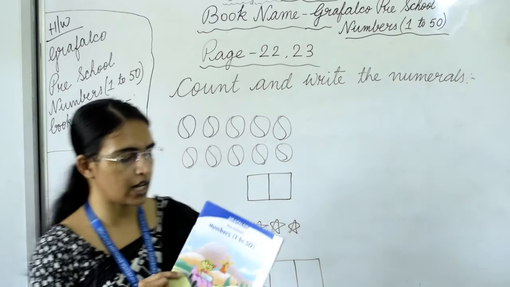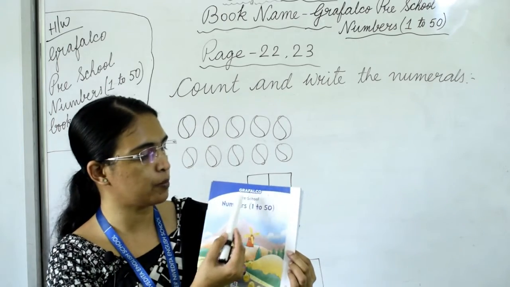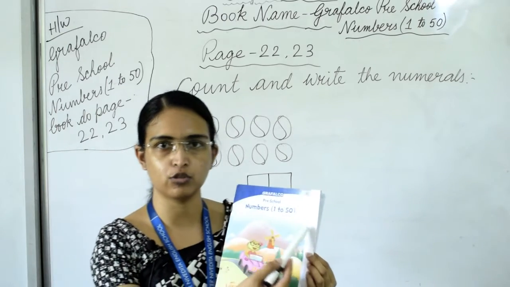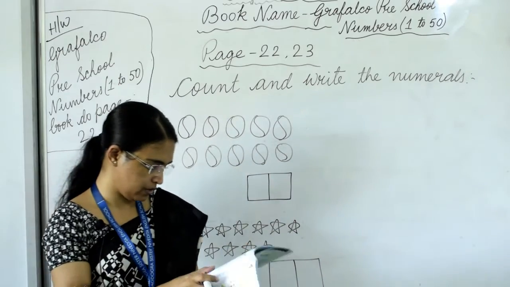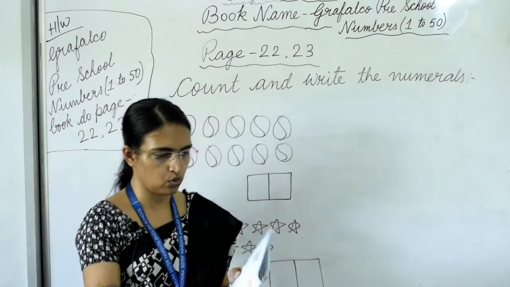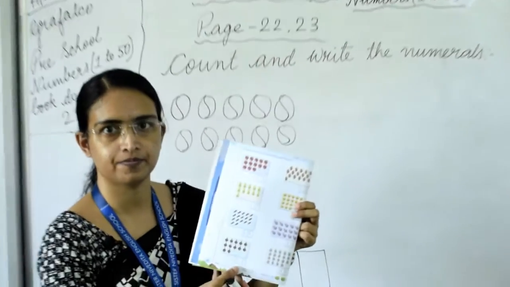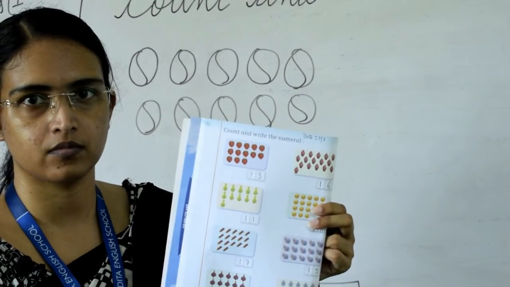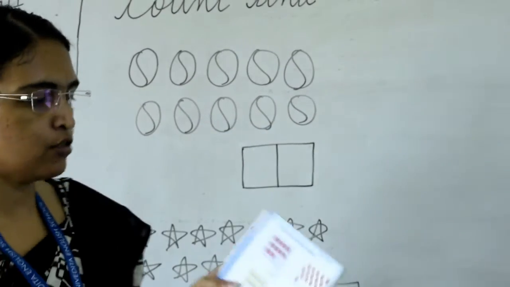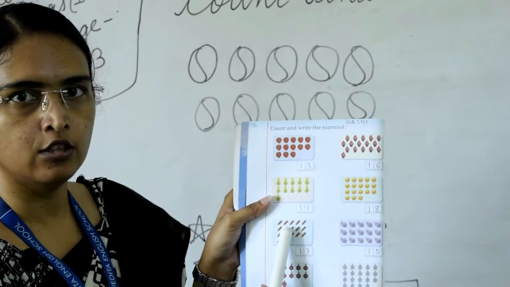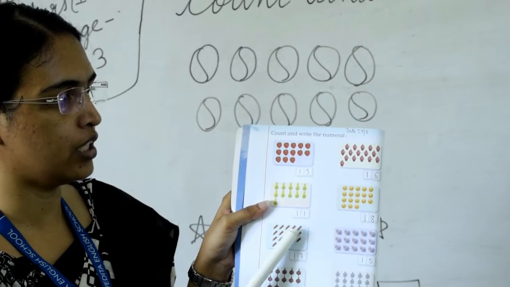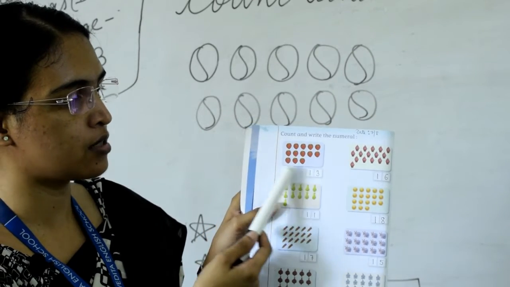Okay, now take out your other math book, that is Grafalco Preschool Numbers 1 to 50, this one. Now open page number 22, this page. Now here, can you see these pictures? There are so many pictures, right? So what we have to do here is count them.